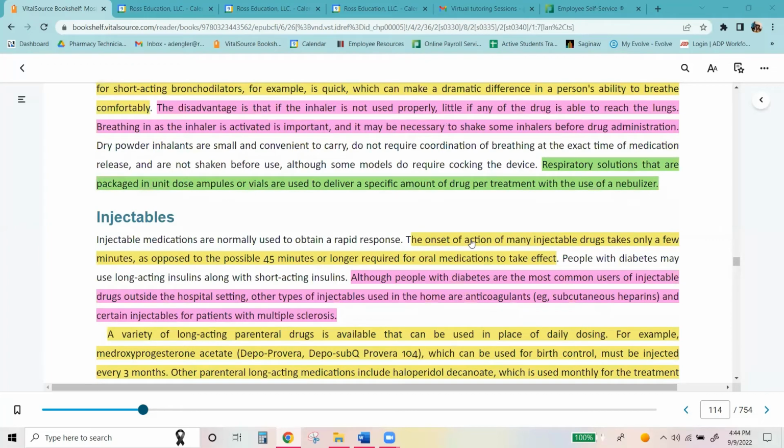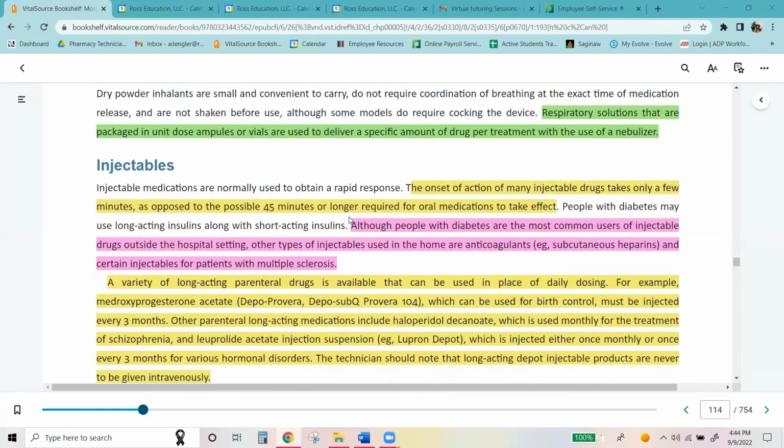Respiratory solutions that are packaged in unit dose ampules or vials are used to deliver a specific amount of drug per treatment with the use of a nebulizer. Injectable medications are normally used to obtain a rapid response. The onset of action of many injectable drugs takes only a few minutes, as opposed to the possible 45 minutes or longer for oral drugs to take effect.